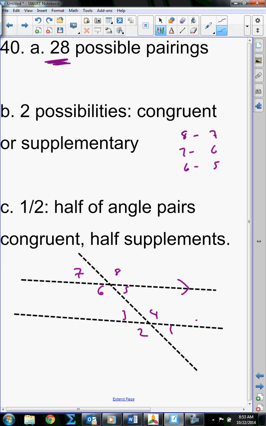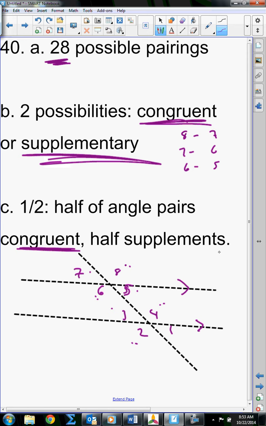Now, since these lines are parallel, if you choose any angle pair, there's only two possibilities. Either the angles are going to be congruent, like 7 and 3. Oh, this is a 5. Sorry. 7, 5, 3, and 1 are all congruent. 8, 6, 4, and 2 are all congruent. Or they're going to be supplementary. 7 and 8 are supplementary, 7 and 6 are supplementary, 7 and 2 are supplementary, 7 and 4 are supplementary. So those are the only possibilities. Either congruent or supplementary. And because half of the choices are going to be congruent and half are going to be supplementary, the probability of either one is going to be 1/2. And you are asked for congruent in part C. So it's 1/2.